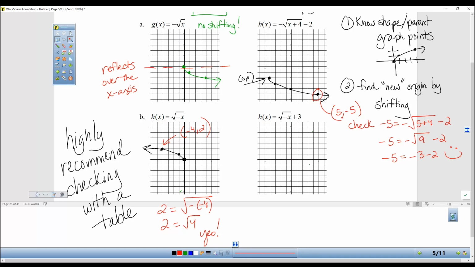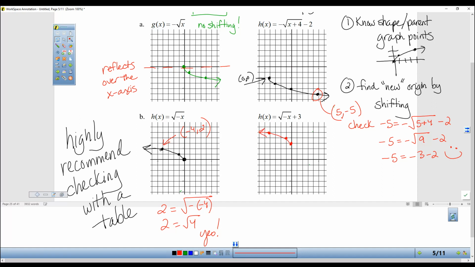Again, you should try the next one on your own and stop the video, but I will do it. This one is going to get moved up 3. So that's my new origin, and it's going to get flipped. So from my new origin, there's my 1, 1, and there's my 4, 2.